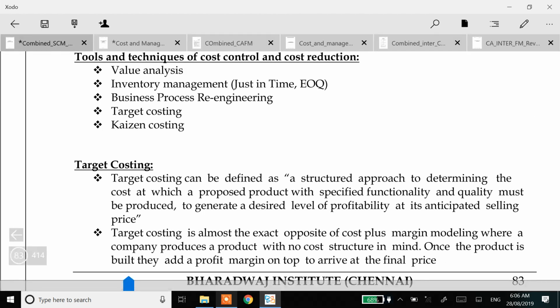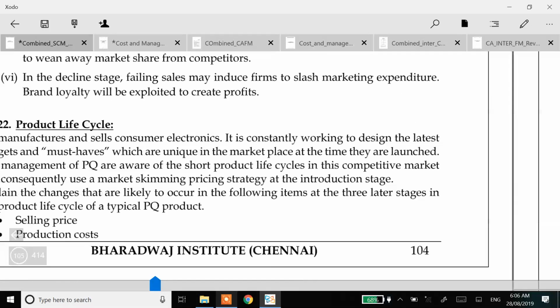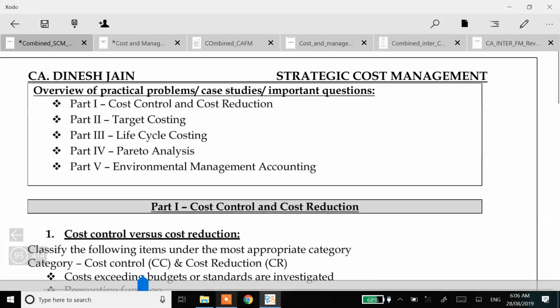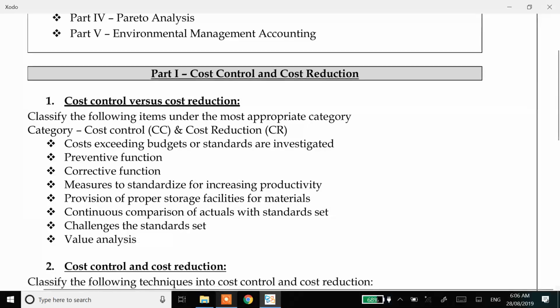I'll directly get into some problems now. Cost control and cost reduction. Classify the following items under the most appropriate category: cost control or cost reduction. Cost exceeding budgets or standards are investigated. Participate. Control or reduction? Cost control. You do this, don't write in your workbook, you can use it for revision later on. Anyway, the solutions are there in the other material. You keep noting down in your notebook if you want.